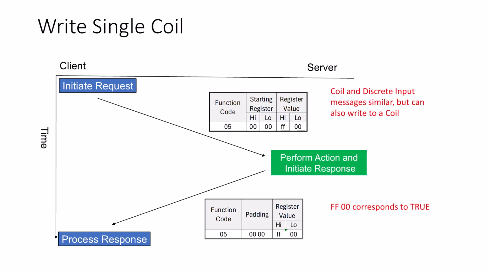This final transaction slide shows a Modbus message using function code 5 to write to a coil. The request targets starting register 0 and sets the register value to FF00, which means writing a true state to this coil address. If the server successfully processes the request, it responds with function code 5 and a data field containing a padding value of 0 and the register value FF00, confirming the coil was set to true.